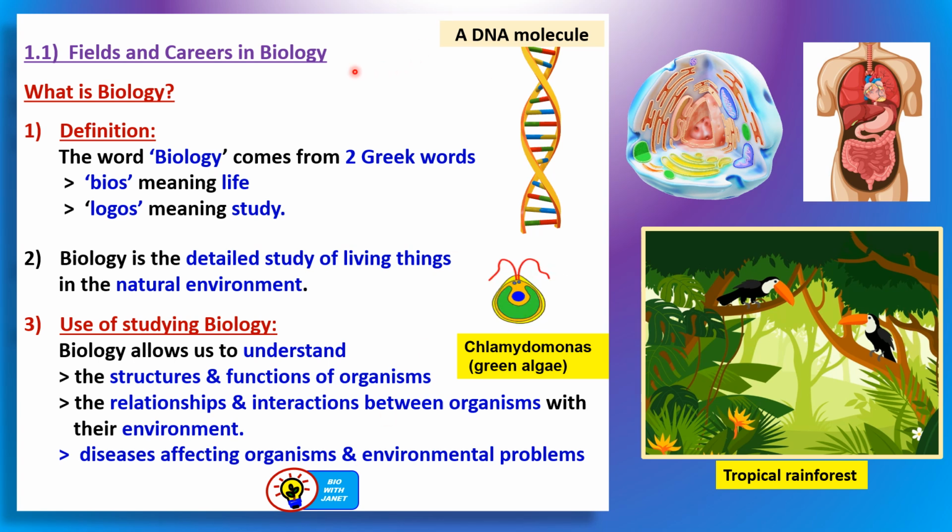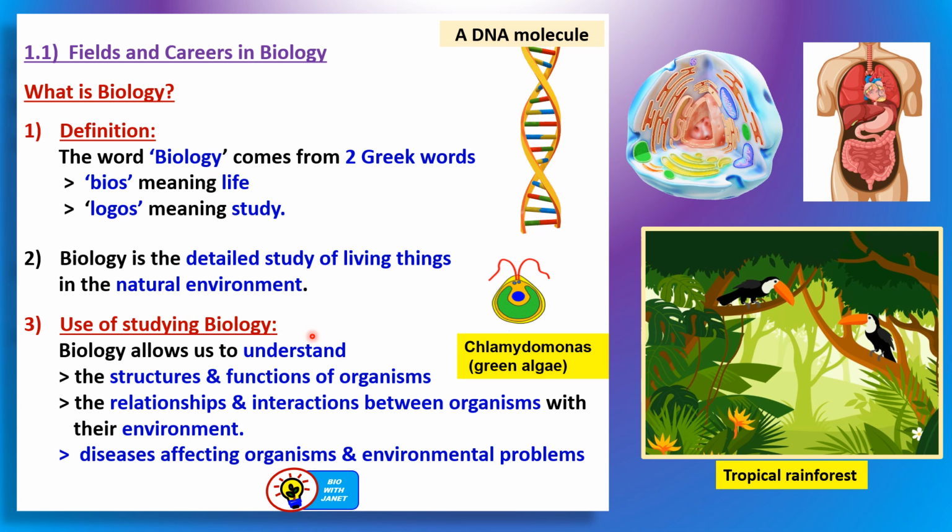1.1 Fields and careers in biology. What is biology? The definition of biology actually comes from the word biology itself. The word biology comes from two Greek words. The word bio comes from the word bios, meaning life. And the word logy comes from the word logos, meaning to study something. So biology is the study of life, or living things, or living organisms in the natural environment.